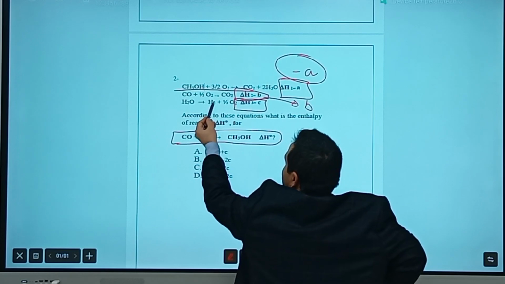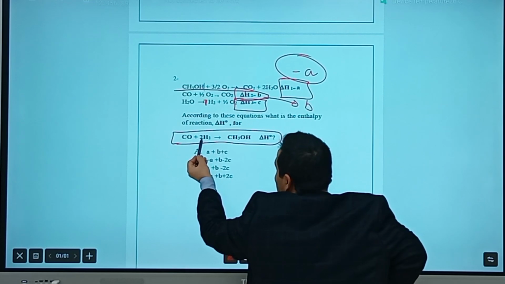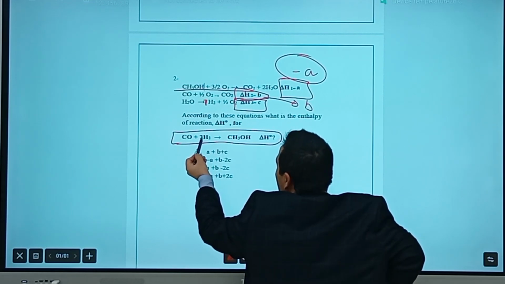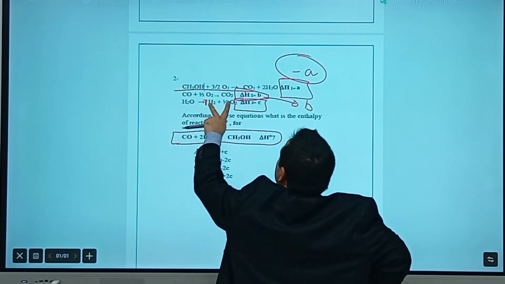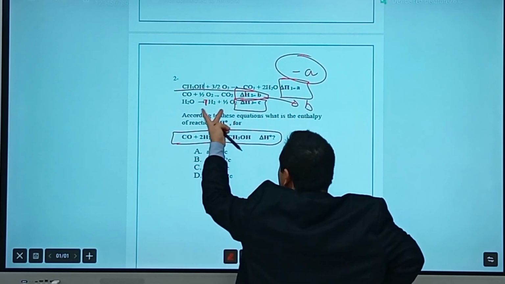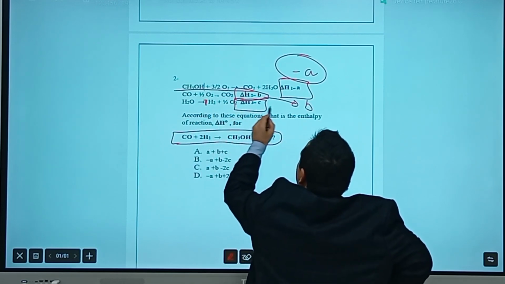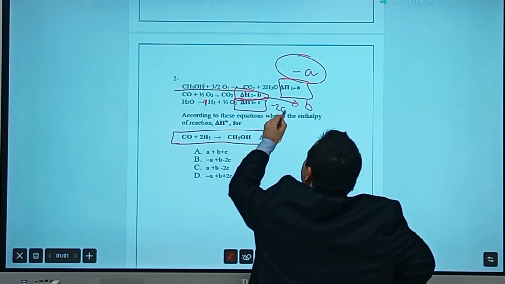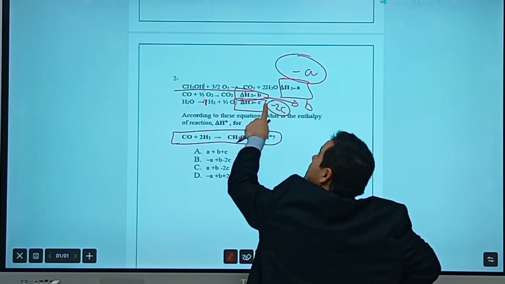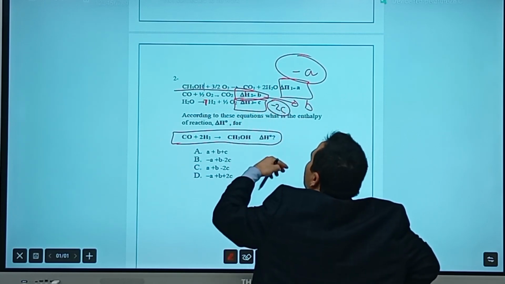H2 is in which side? It is in the product. How many moles? 1 mole in the step. H2 is in the reactant in the main equation. How many moles? 2 moles. So you have to reverse it to be in the reactant and multiply by 2 as well. So it will be what? Minus 2C, because it is 2C, and reversed, it will be minus 2C.